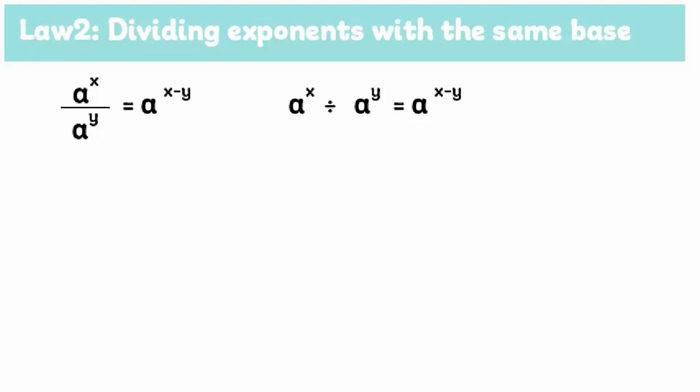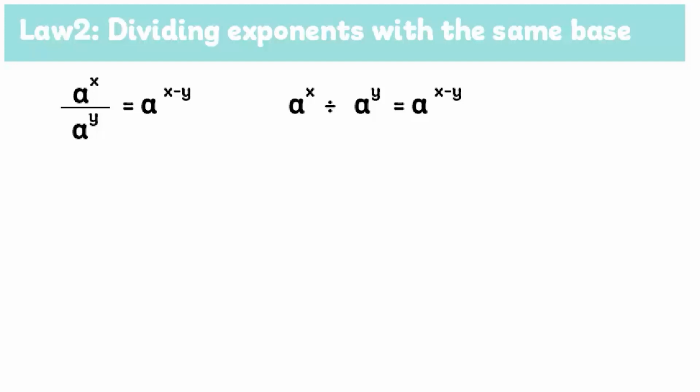In today's session, we're going to talk about law number 2 that pertains to exponential formats. Law number 2 states that if the bases are the same, we simply subtract one exponential number from the other.